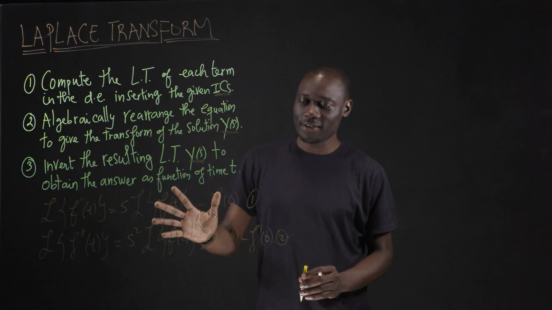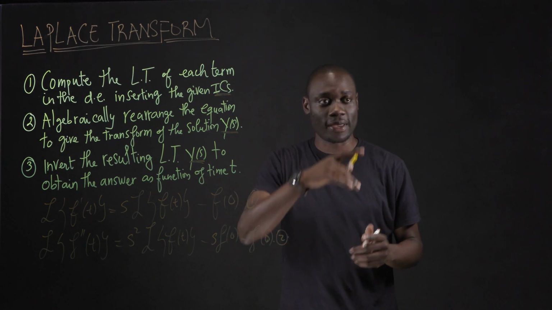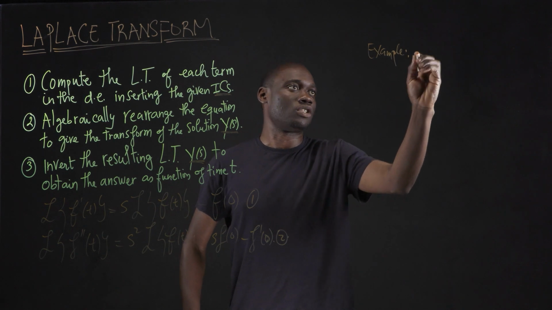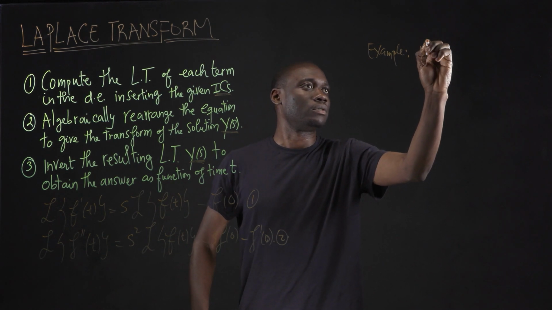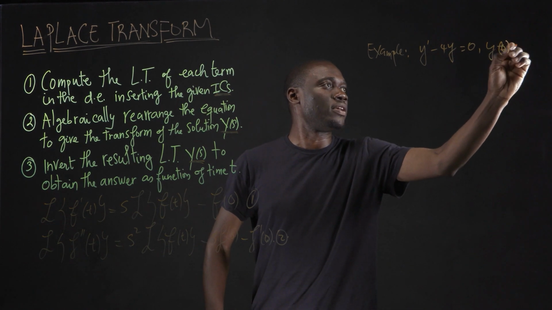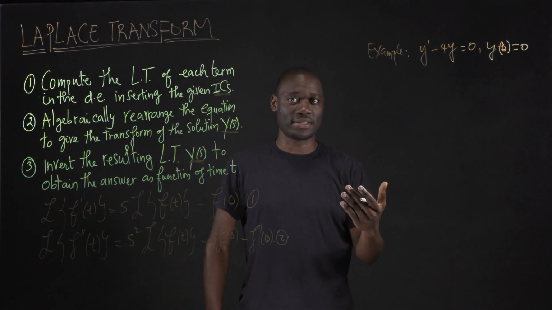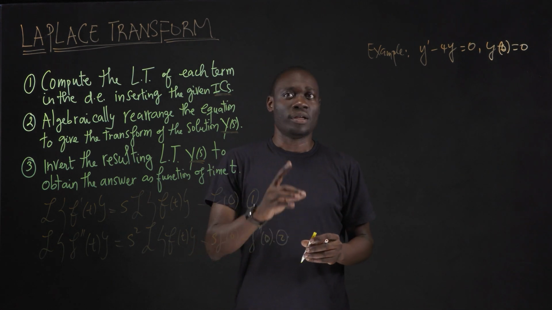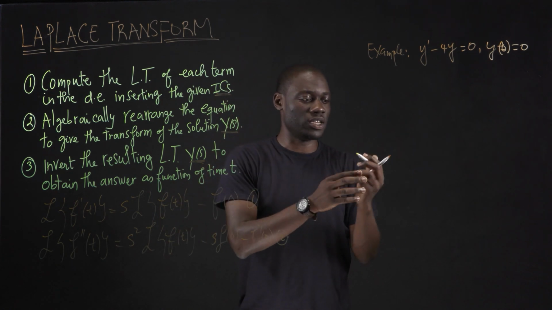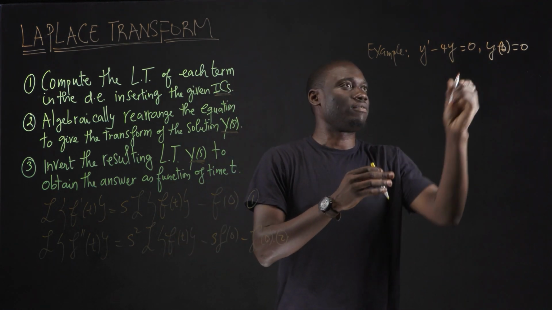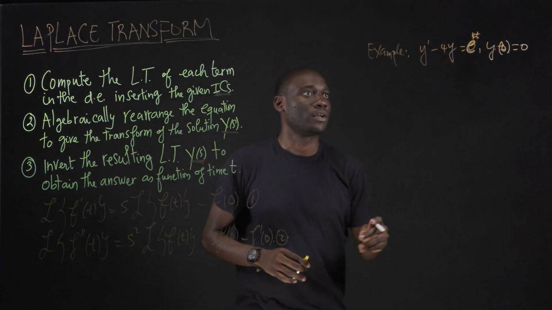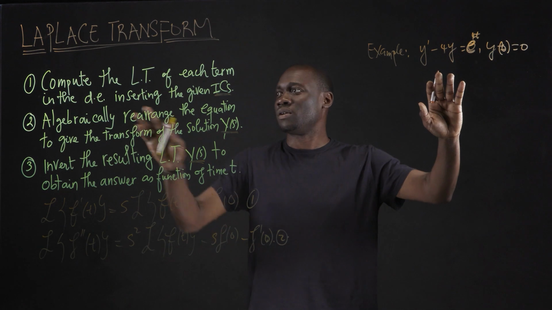Okay, after we have explained this, let's have an example. Solve the differential equation y' - 4y = e^(4t) with y(0) equals 0 using the Laplace transform. Right. What do we do here? The first step is to compute the Laplace transform of each term in this equation. Sorry, here I have exponential 4t, right? Okay, find the Laplace transform of each term.